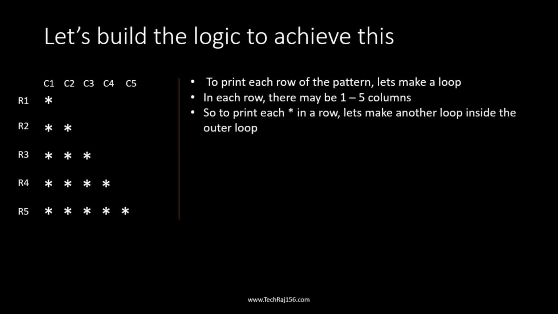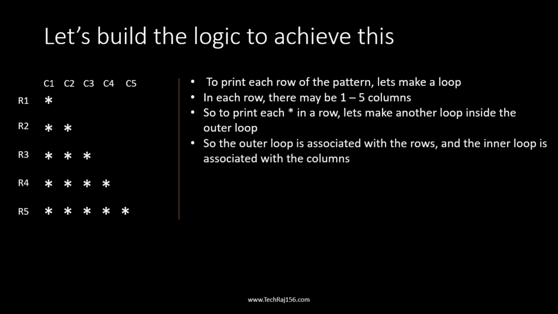So to print each asterisk or star or whatever you call it in a row, let's make another loop inside the outer loop. So we are making an inner loop inside an outer loop, and this loop is associated with printing the columns, with actually printing the asterisk. This inner loop takes the responsibility of deciding how many columns should be there in each row. Hope you understand that. As I have told you earlier, the outer loop is associated with the rows and the inner loop is associated with the columns.